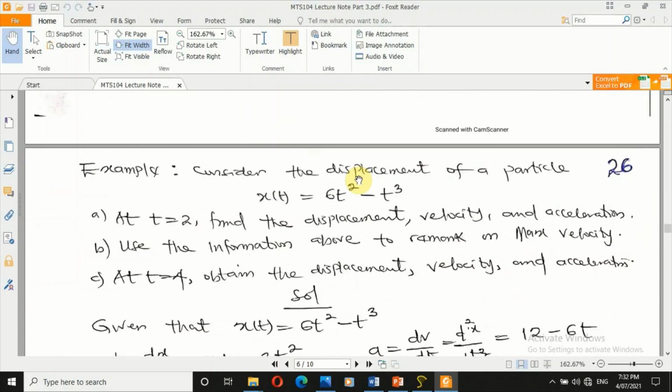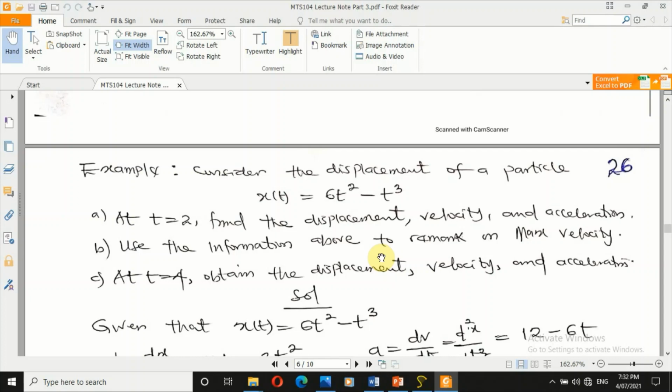Let's go to page 26. Now we're asked to consider the displacement of a particle, which is this, a polynomial again, at t equals 2. We are asked to find the displacement, velocity, and acceleration. Now we are not asked to use the information above to say something about the maximum velocity. That is another thing about rectilinear kinematics. It's very sweet. It can give us this kind of graphical illustration.